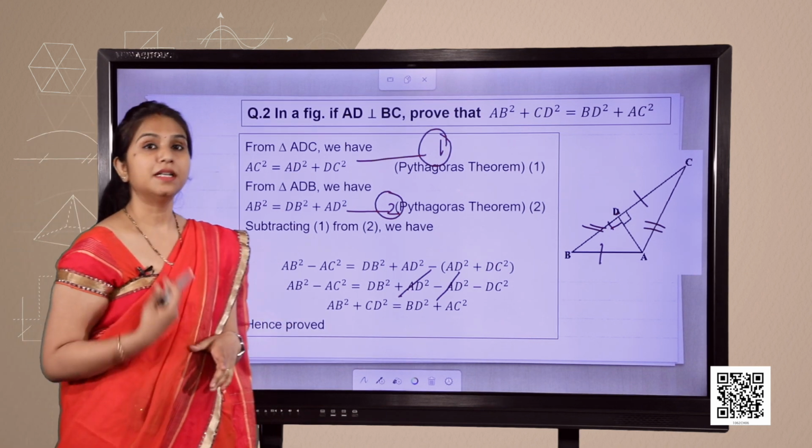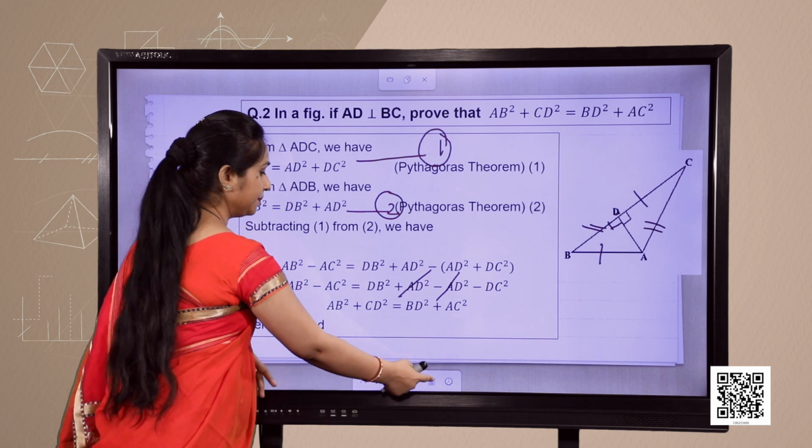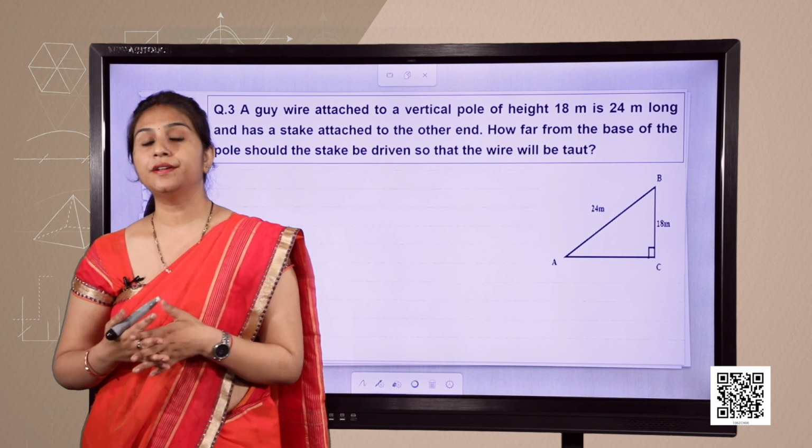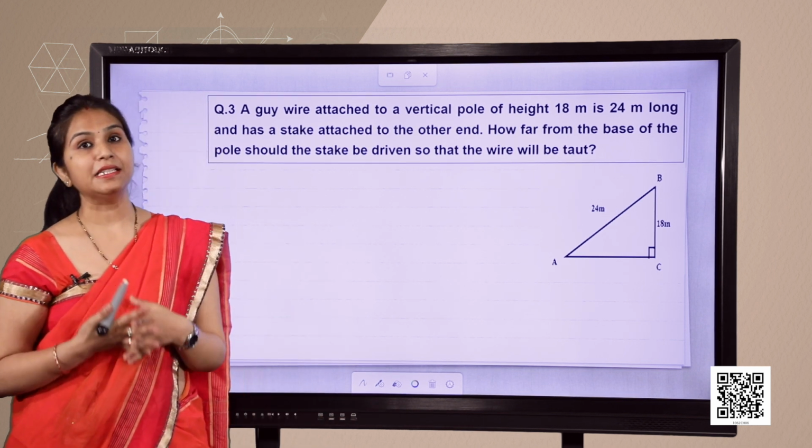Now let us see the third example. So children, the example says a guy wire is attached to a vertical pole of height 18 meter and the length of the wire is 24 meter. In this, you have to calculate the distance of the foot of the wire and the foot of the pole, that is AC. Clearly you can see here at point C a 90-degree angle is formed.